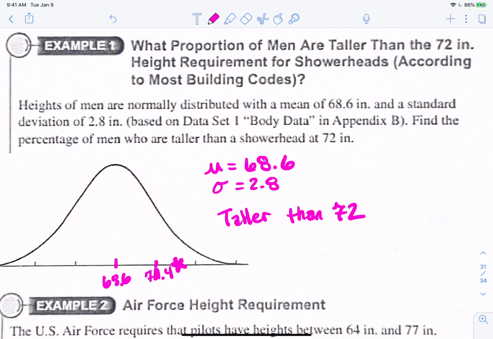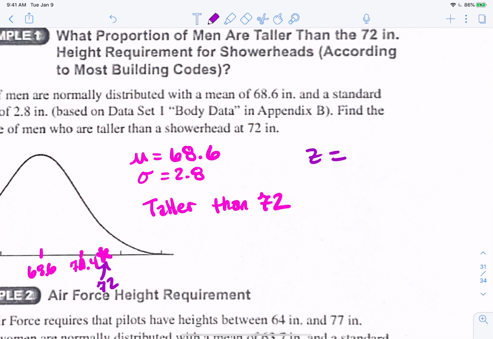How do I figure out what 72 is exactly? The formula. So I'm going to do z equals x, which is 72, minus 68.6, and divide by 2.8. 1 point something, .21. Always round to 2 decimal places because that's what the chart will go by. So this guy is a 1.21 z-score.